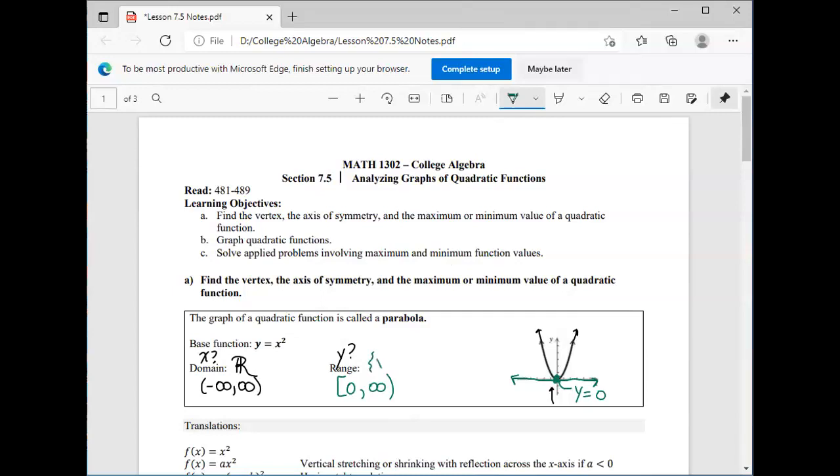They could also write it like all y's such that y is greater than or equal to 0. That's another way they would write it. Okay, questions about that?